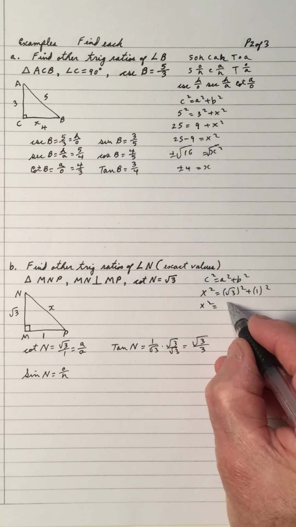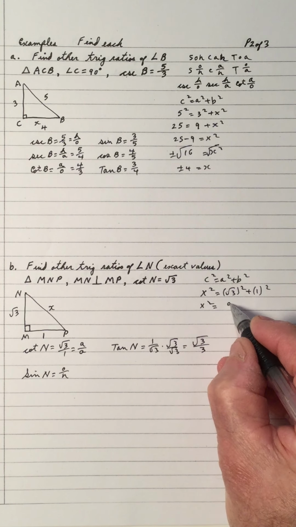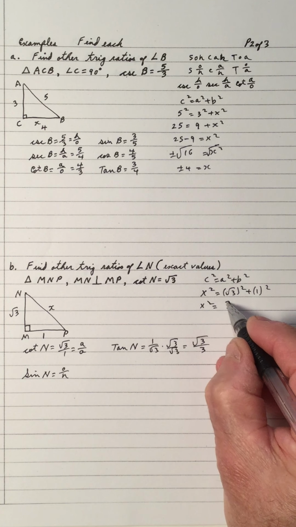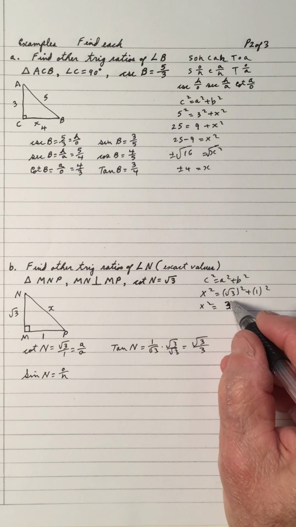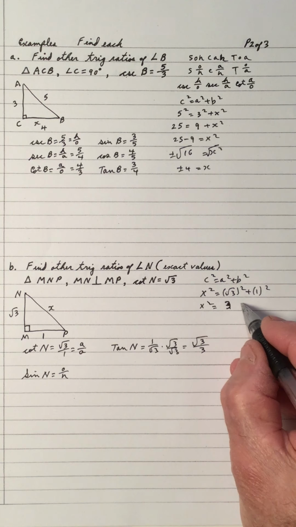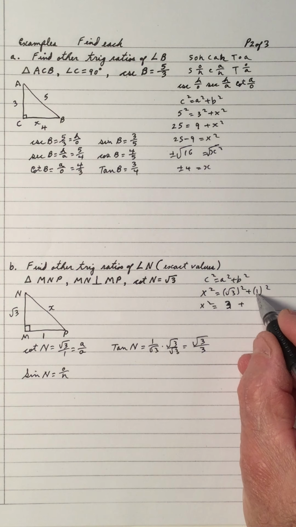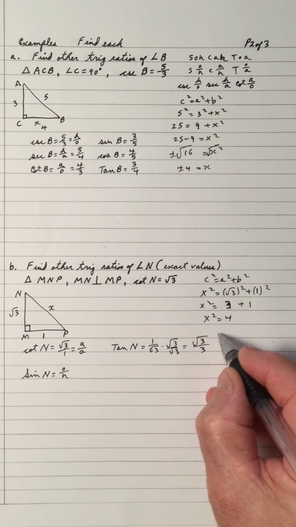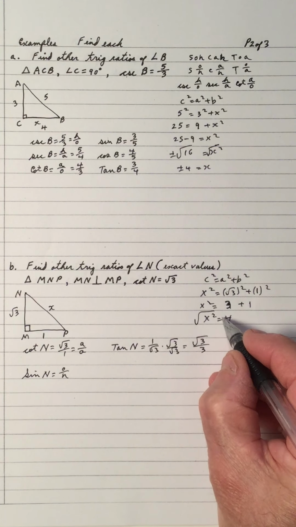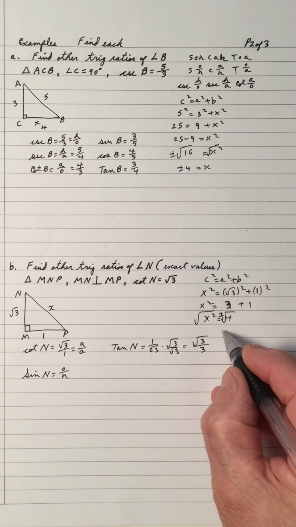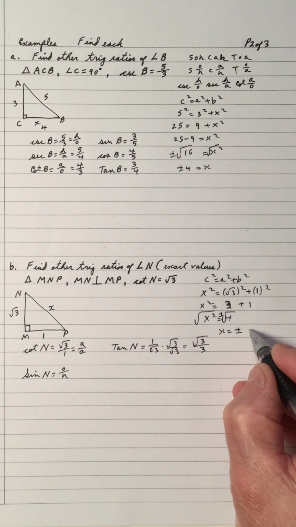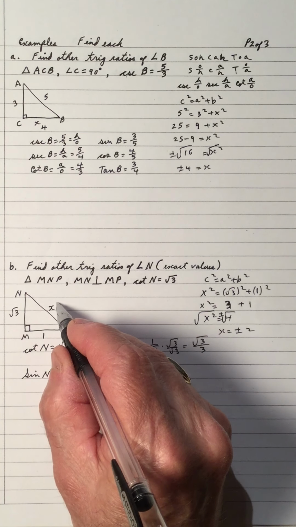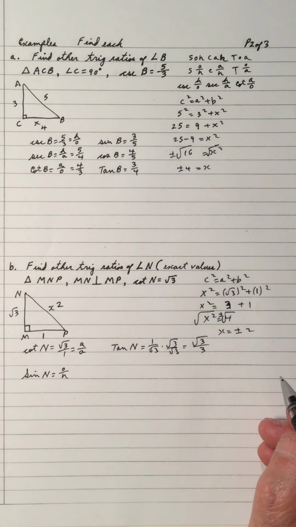X squared is, root 3 squared is 3, since the square root of 9 is 3. Be careful. The square root of any number squared is what's on the inside. 1 squared is 1, so x squared is 4. So we take the square root, and we do plus minus. So x equals plus minus the root of 4, which is 2. And we can't take a negative, we're dealing with a triangle, so we have to say 2.